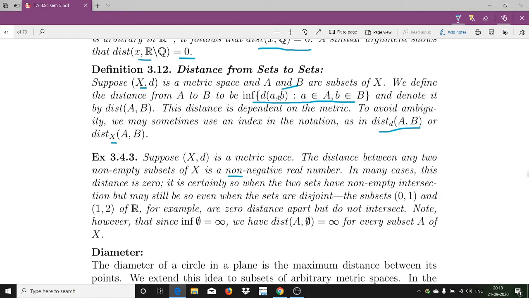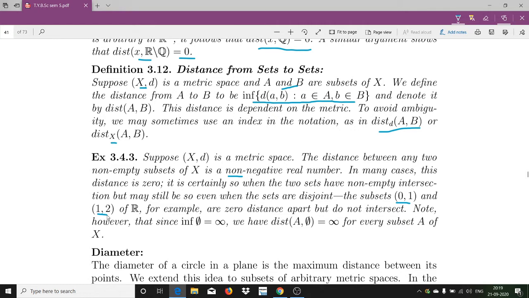But there are cases where the sets are disjoint, still the distance between them is 0. One such example I have given here. In the set of real numbers, you consider the open interval (0, 1) and the open interval (1, 2). Both the intervals are disjoint, but the distance between these two sets (0, 1) and (1, 2) is equal to 0.